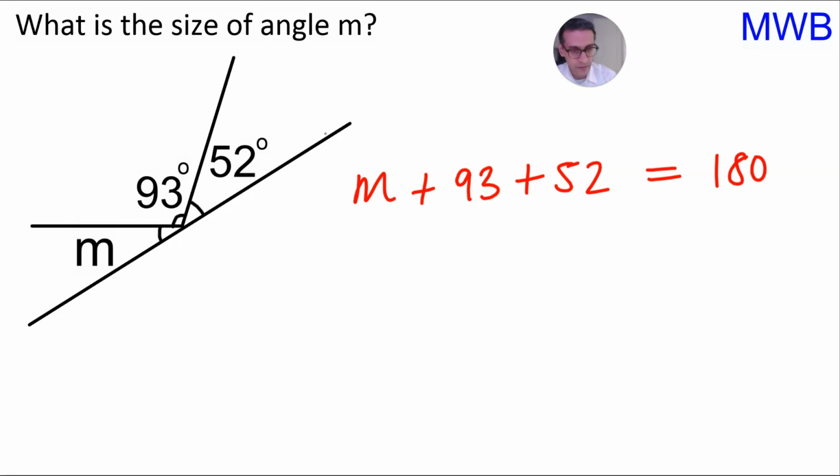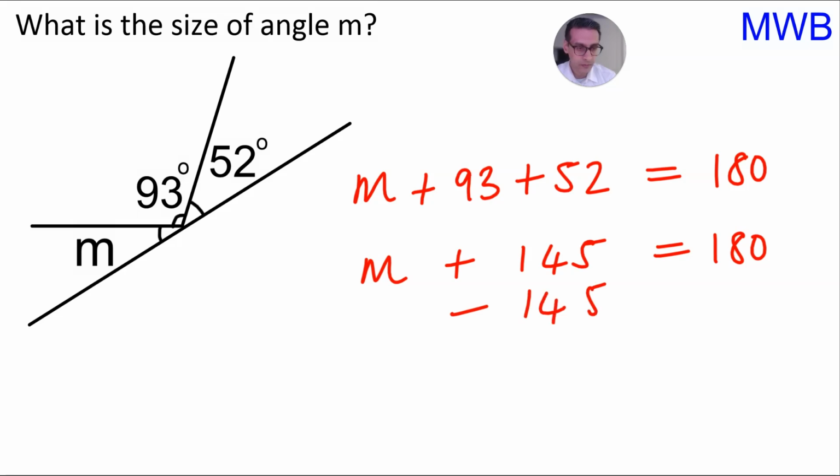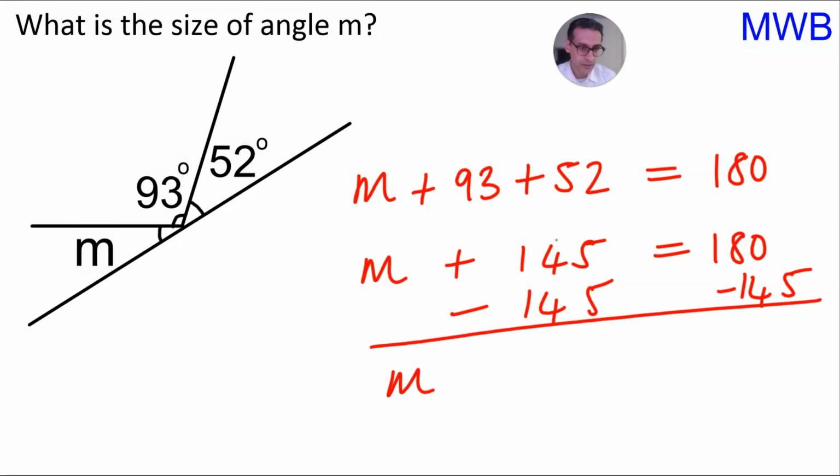So 93 plus 52 is 145. That's going to equal 180. We're then going to take away 145 from both sides. And then we get m. This cancels out, that's a 0 pair. And then 180 minus 145 is going to give you 35 degrees.